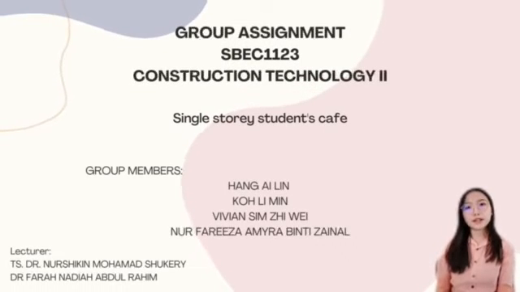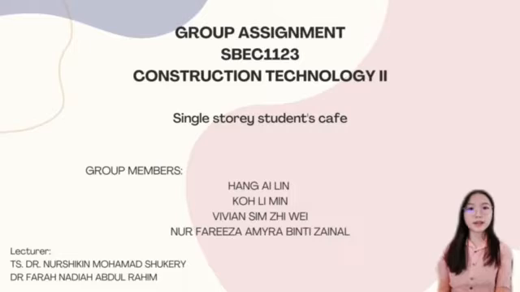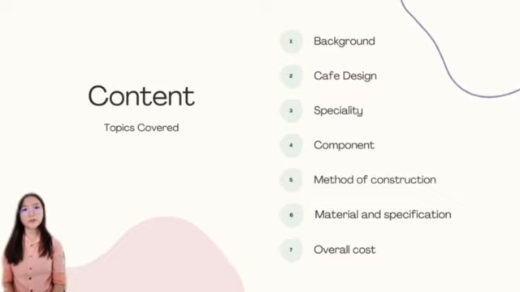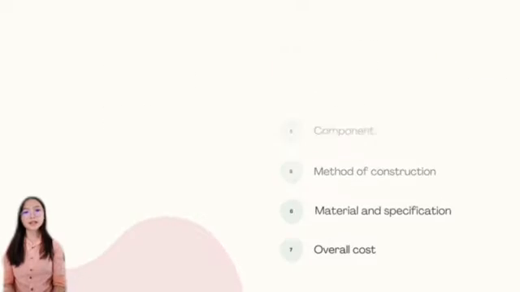We're going to present our group assignment for SBEC1123 Construction Technology 2. Our topic is Single Storey Student Cafe. This is the content of our report. The first is background, the second is cafe design, and the third is specialty. Next are the components, method of construction, material and specification, and the last is overall cost.